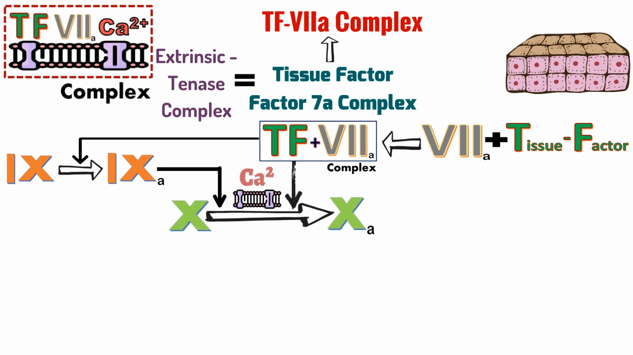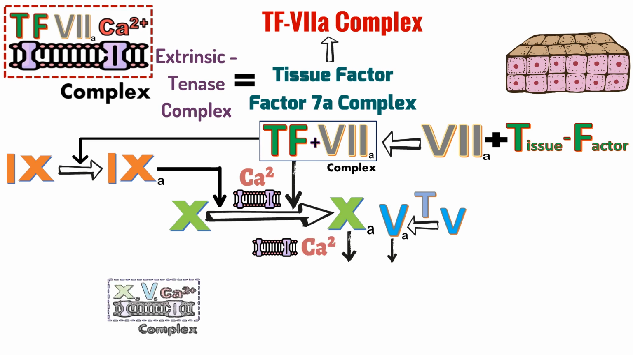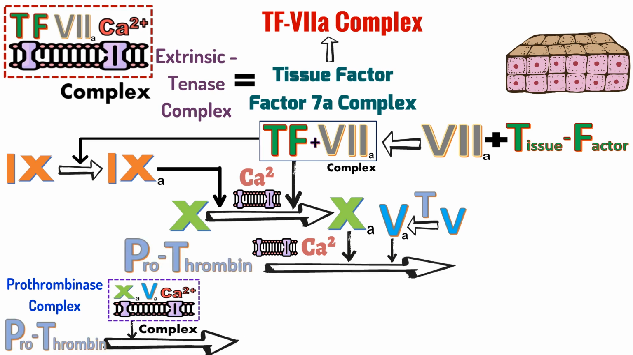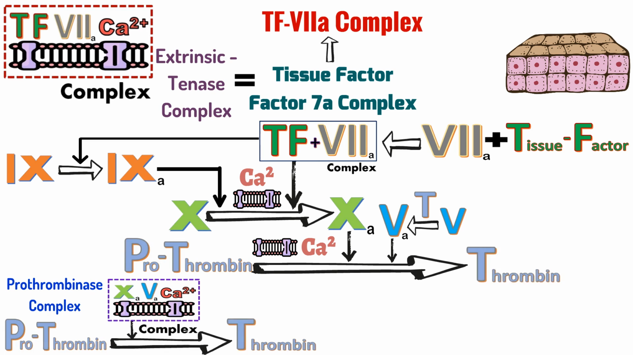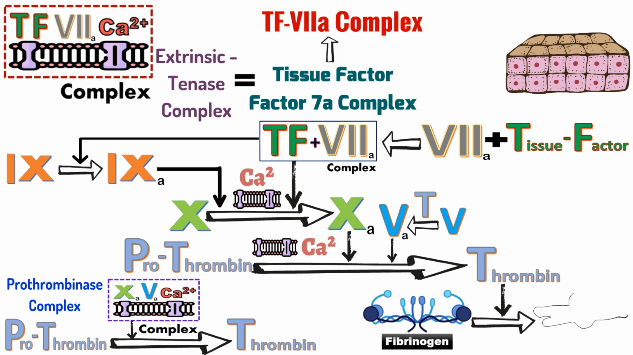This activated factor 10 now binds with its essential cofactor, that is activated factor 5, on the phospholipid surface of the platelets in the presence of calcium ions. Together they form the complex known as prothrombinase complex, and this prothrombinase complex now converts prothrombin into thrombin, and then this thrombin will convert soluble fibrinogen into insoluble fibrin strands or fibrin monomers.